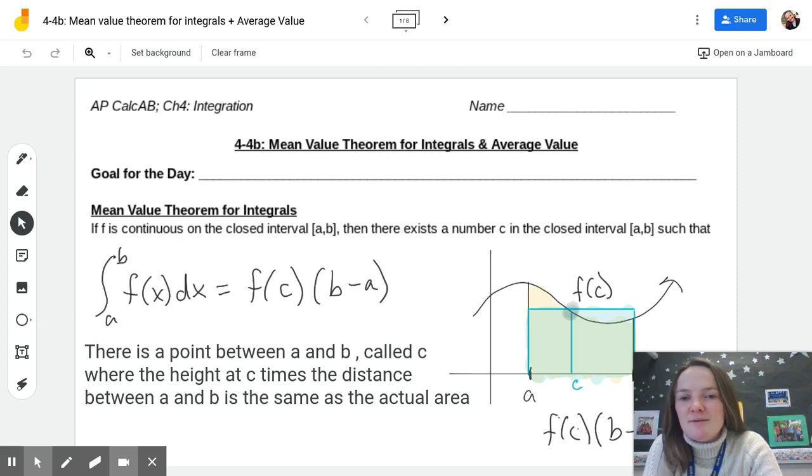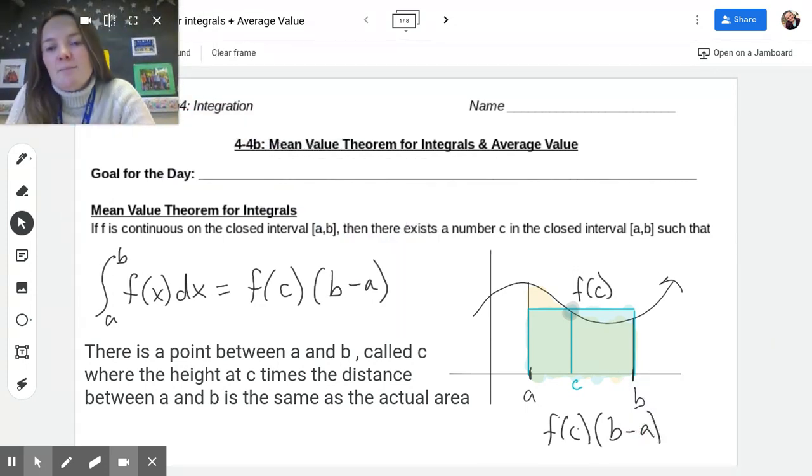Hey calculus, so what we're going to be doing today, we're going to talk about the mean value theorem for integrals. We're going to finish up those notes. So first thing we left off on was that the mean value theorem for integrals basically says that if there is an area under the curve, this yellow area here is represented by an integral.